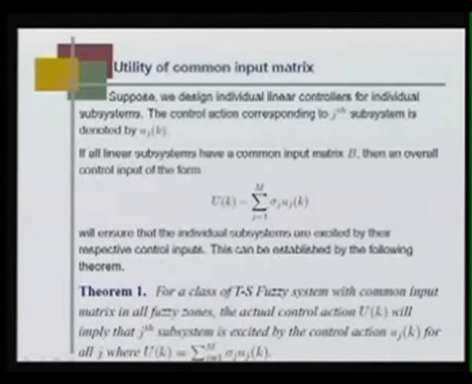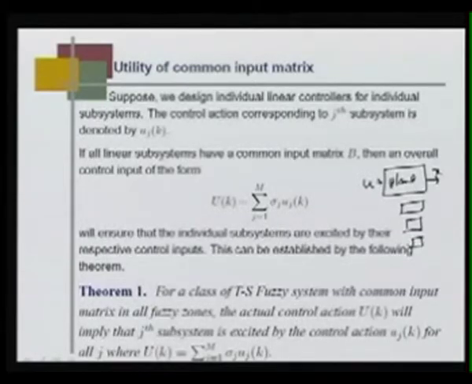So, what I am trying to say, see, this is my actual plant. I give u and I get x, the response of the plant. Now, I have these apparent subsystems, linear subsystems, and fuzzy merging of these linear subsystems gives us the actual plant dynamics.